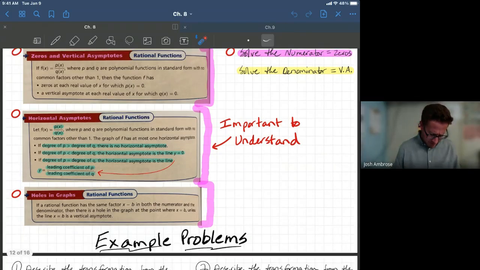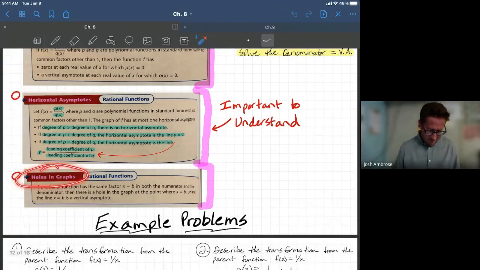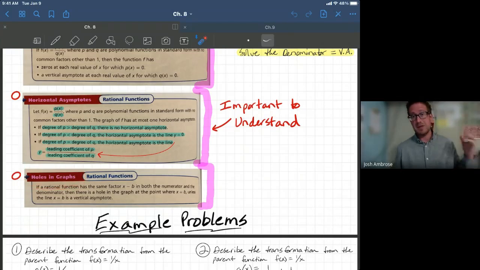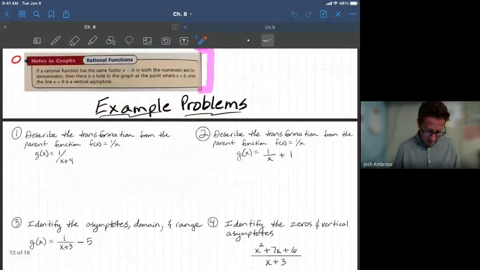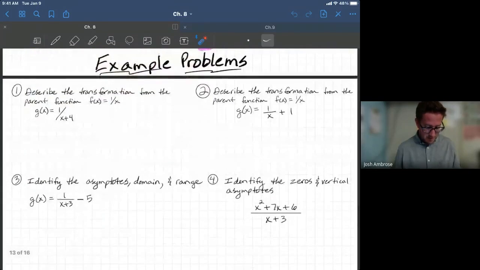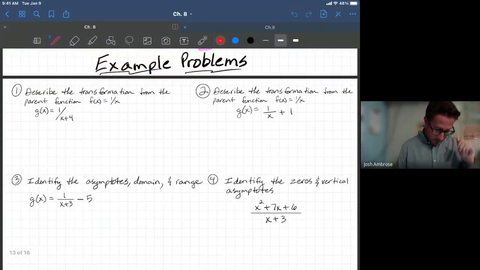Now, for the holes in the graph, I think it's best to just see it. There it's really easy. All right, you're going to simplify the numerator and the denominator, and you're going to cross stuff out. But if you see it, the hole in the graph part is actually very easy. That's going to be the last example problem that we do. All right, and speaking of example problems, let's just get into it. All right, so here we go.